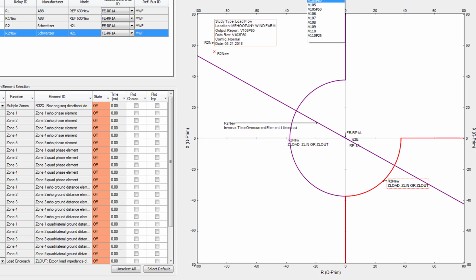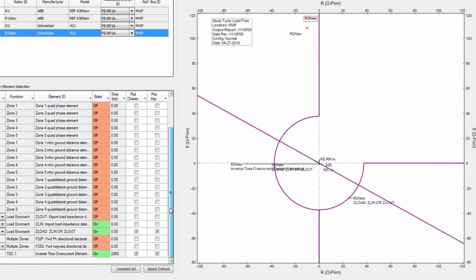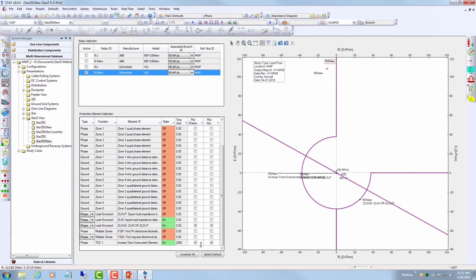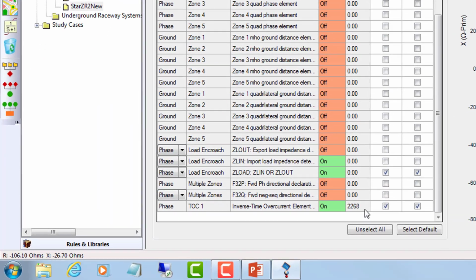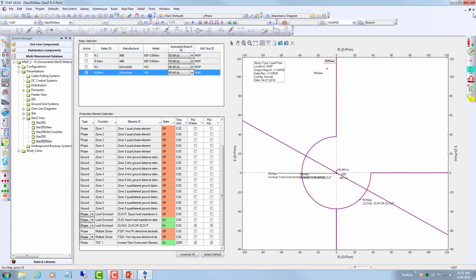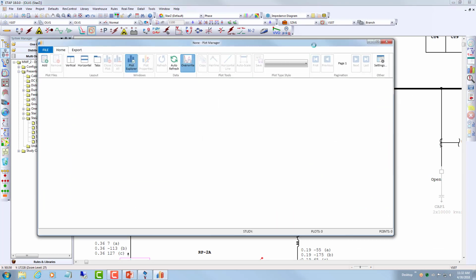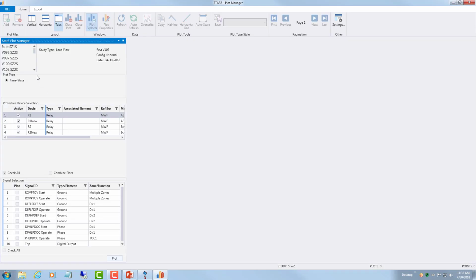Now let's look at some cases here. Let's say the V102 P5 is the case that we had a trip before. In this case, I'm plotting two things here. I'm plotting the TOC element that is going to trip by itself. This is a protection element, but load encroachment also detects that, so it's going to block. Let me go to the plot manager to plot these two signals and look at what happens here.